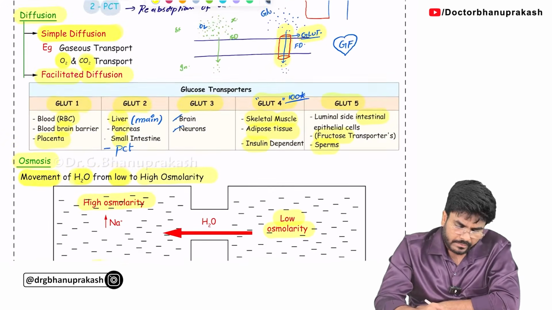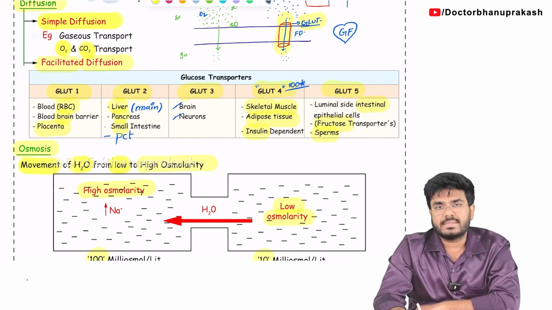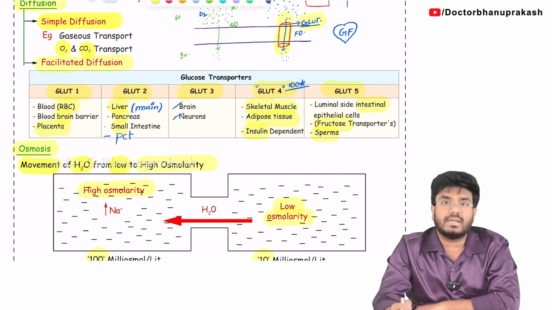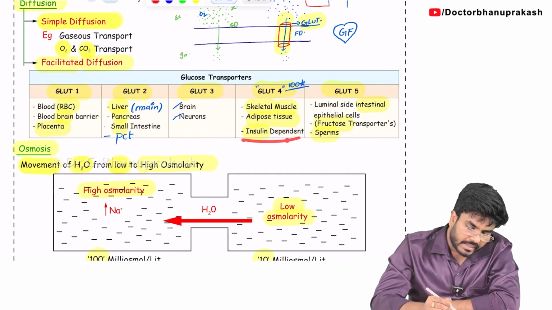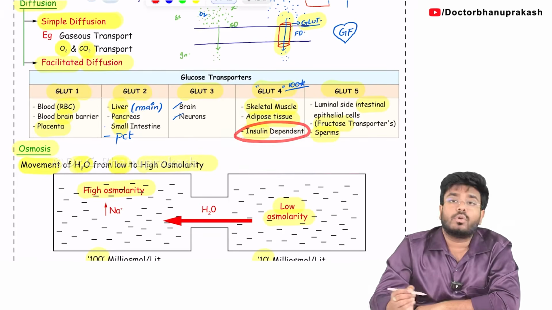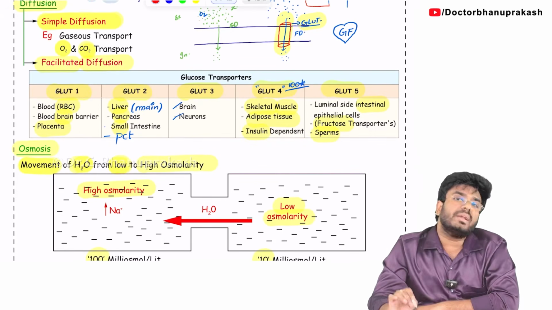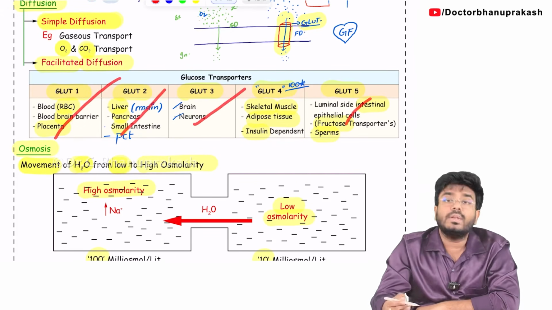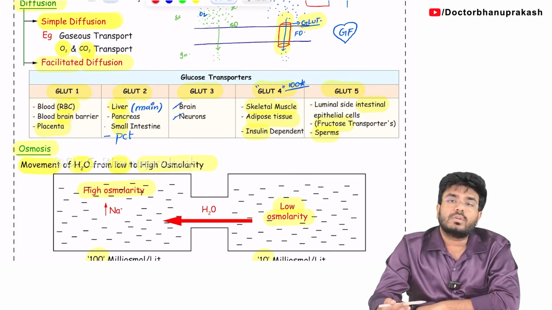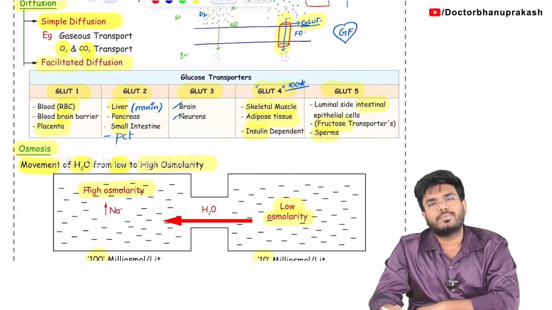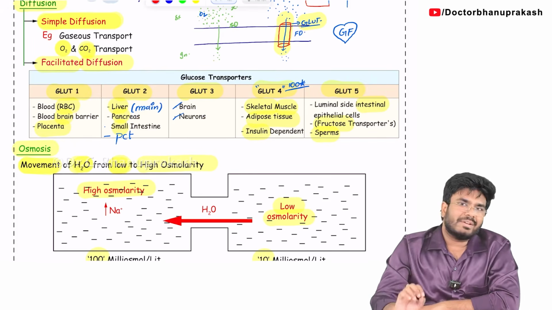Now, in one of the recent exams, this question was asked: which of the following is an insulin dependent GLUT? What is the insulin dependent GLUT, guys? The insulin dependent GLUT is GLUT4. All others are insulin independent GLUTs, including the fructose transporter, GLUT5. Now let's have a recap.